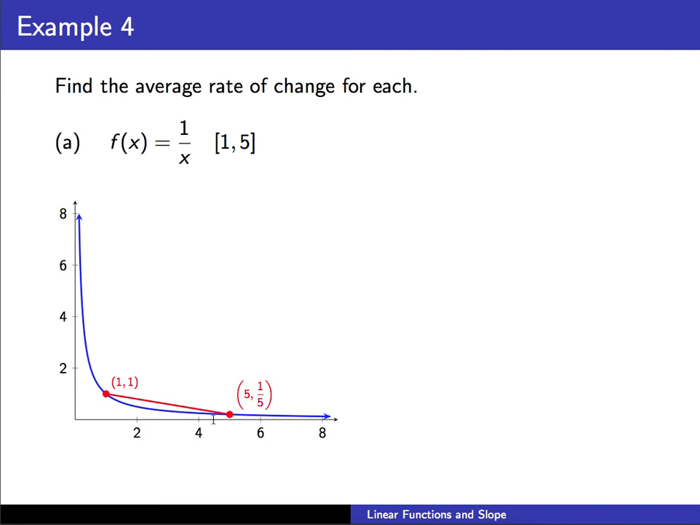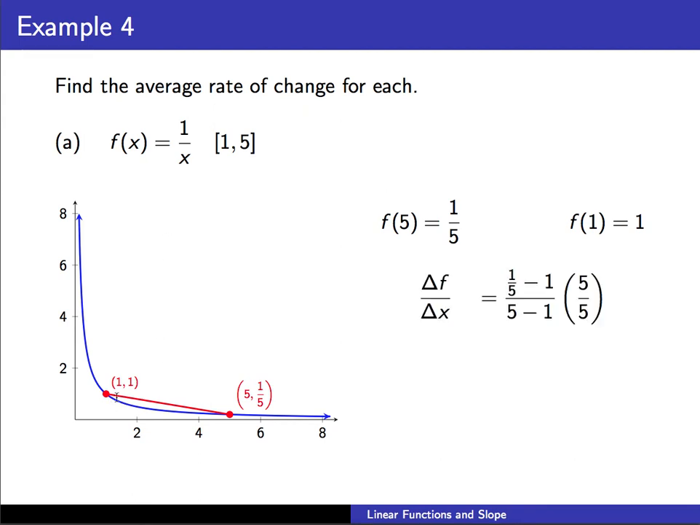So what this question boils down to is what's the slope of the line connecting the points (1, 1) and (5, 1/5). So we have f of 5 is 1/5, f of 1 is 1, and now we want to find the slope of the line connecting these points. We have 1/5 minus 1 over 5 minus 1. I don't like complex fractions, so I multiply everything by this tiny denominator here, which is 5. So everything gets multiplied by 5.